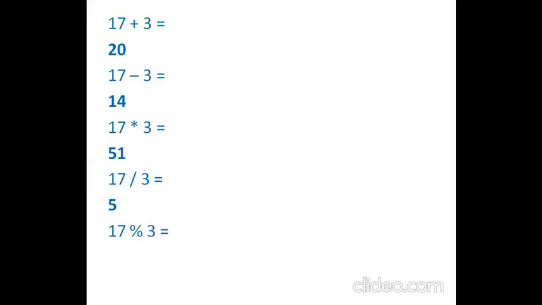So 3 fives are 15. What is the remainder? 2. Got the difference? This is the difference between the remainder value and the quotient value. When we use the division operator, it gives the quotient value, but when we use the modulus operator, it gives the remainder value. To get the quotient, we use division, and to get the remainder, we use the modulus operator. You can note down this example.